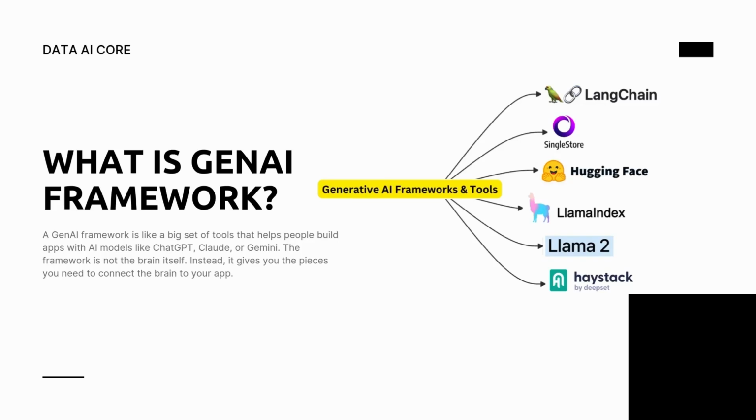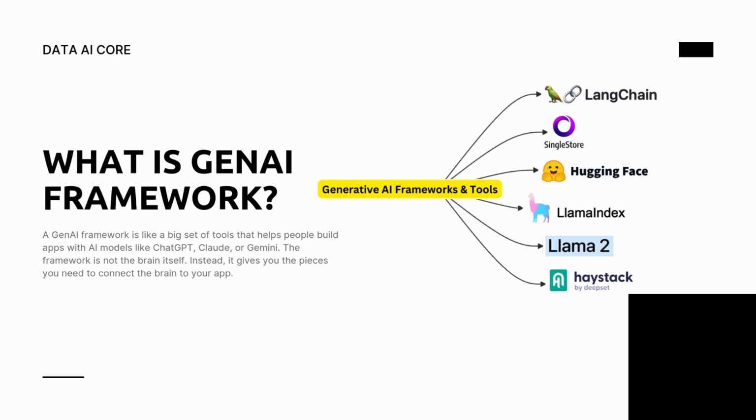A GenAI framework is like a big set of tools that helps people build apps with AI models like ChatGPT, Claude, or Gemini. The framework is not the brain itself. Instead, it gives you the pieces you need to connect the brain to your app. It's like Lego blocks. One block is the AI model, another block is your data, and another block can be memory or search. The framework helps you fit those blocks together so they work well.